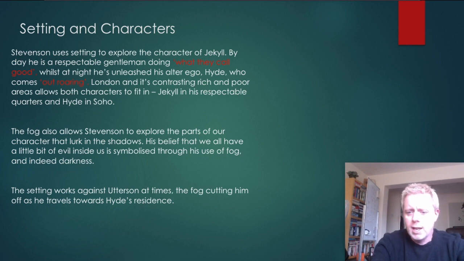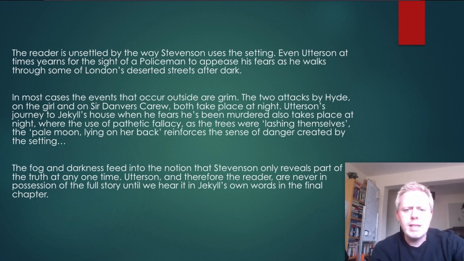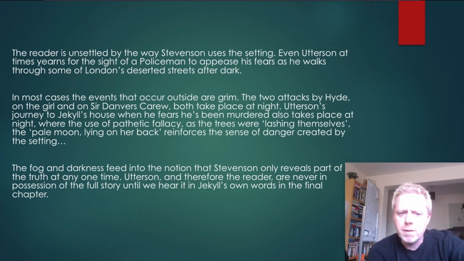Utterson cannot see one of his closest friends, Jekyll, for who he really is or what he really is. He thinks that Hyde is blackmailing him. It doesn't dawn on him, obviously, that Hyde and Jekyll are one and the same. The reader is unsettled by the way Stevenson uses the setting. Even Utterson at times yearns for the sight of a policeman to ease his fears as he walks through some of London's deserted streets after dark. In most cases, the events that occur outside are grim. The two attacks by Hyde, on the girl and on Sir Danvers Carew, both take place at night.